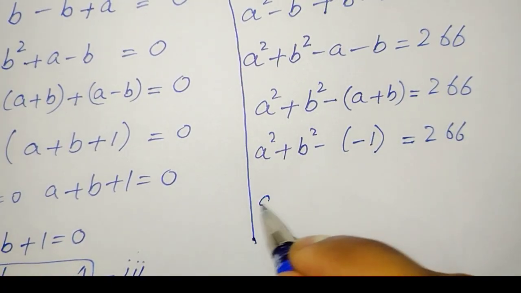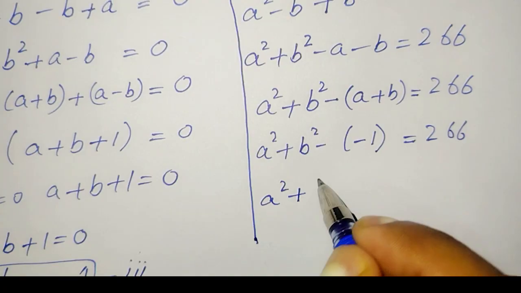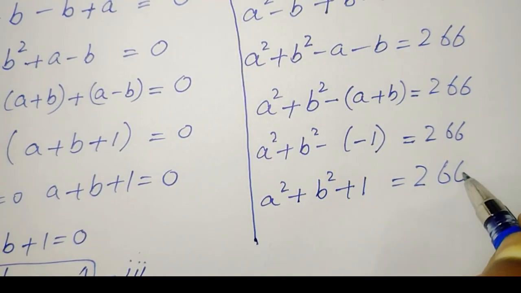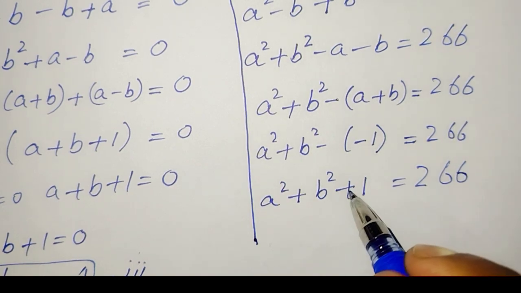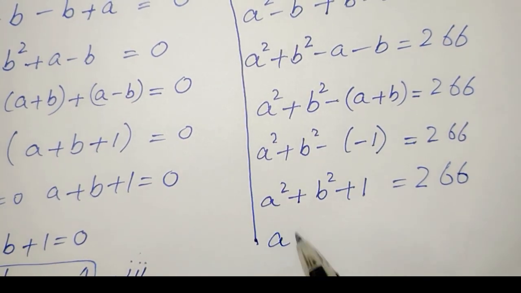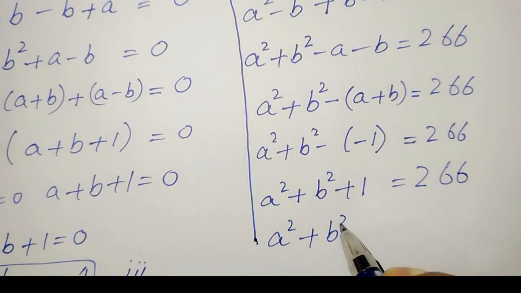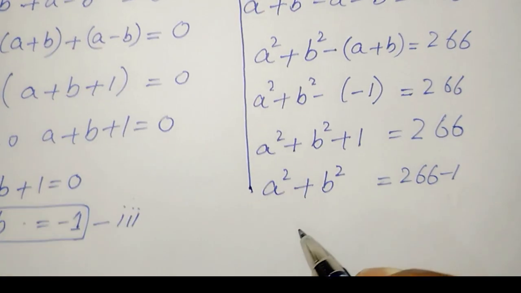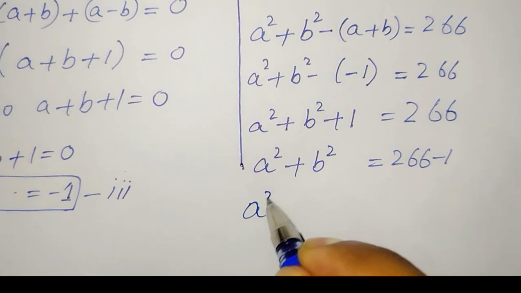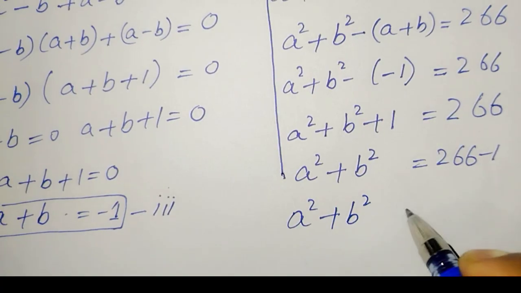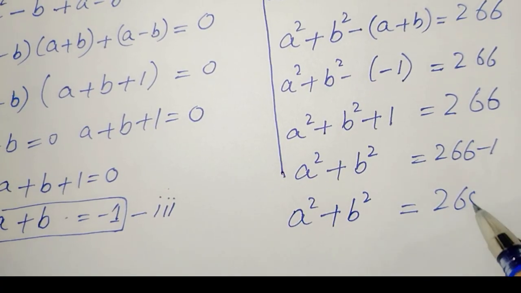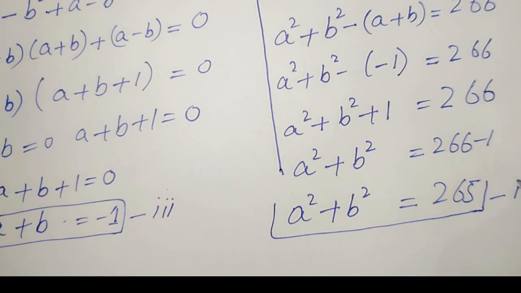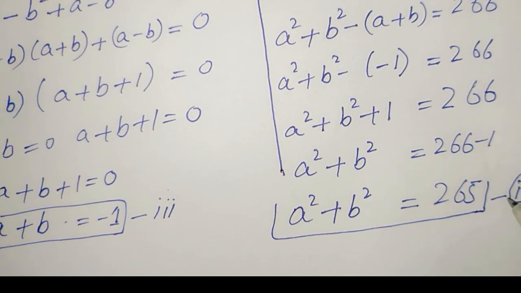Minus again, that would be a plus. A square plus b square plus 1 equals 266. Now if we take the positive 1 to the other side, then a square plus b square equals 266 minus 1. Then a square plus b square appears to be 265. So we got another equation. That equation can be named as equation number 4. So we got 4 equations.